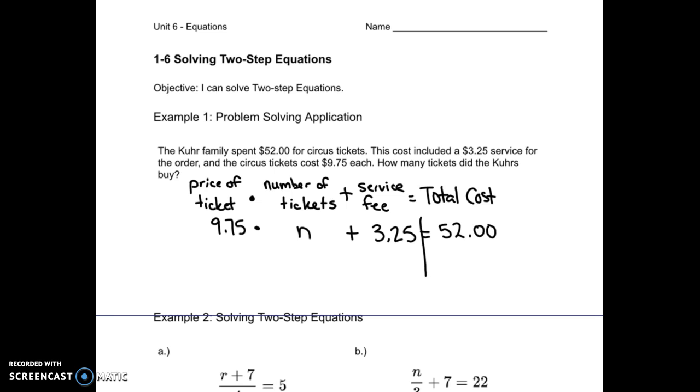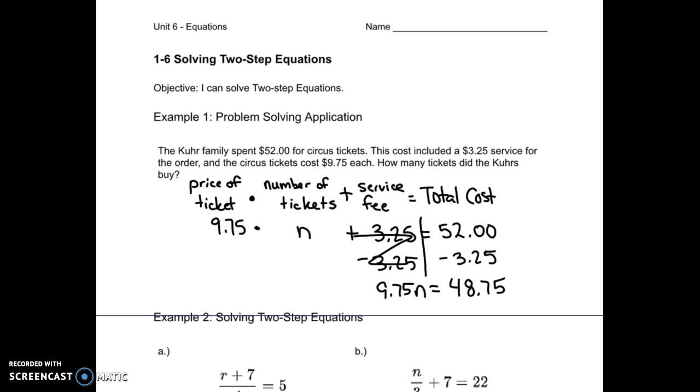I'm going to draw our line. So the first step, I kind of have to work backwards. If I were to work this problem, I would multiply, then add. So if I work backwards, I need to get rid of that adding first. So I'm going to subtract 3.25 from both sides. So now I have 9.75 N is equal to 48.75.